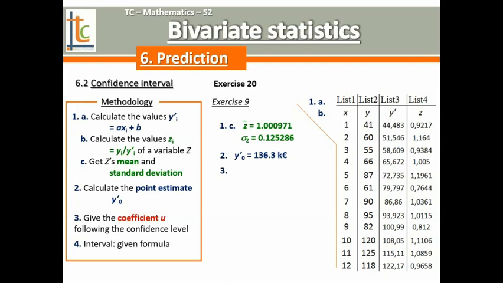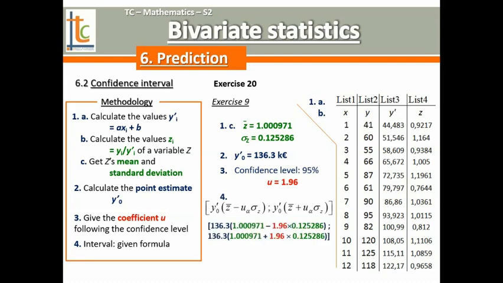The third point, confidence level leads to a coefficient U. We want a 95% confidence level, so we have to use a coefficient U that is 1.96. So you can't calculate it, okay? It's just given. Then you've got the whole set of necessary information in order to put all that in the formula of the interval.